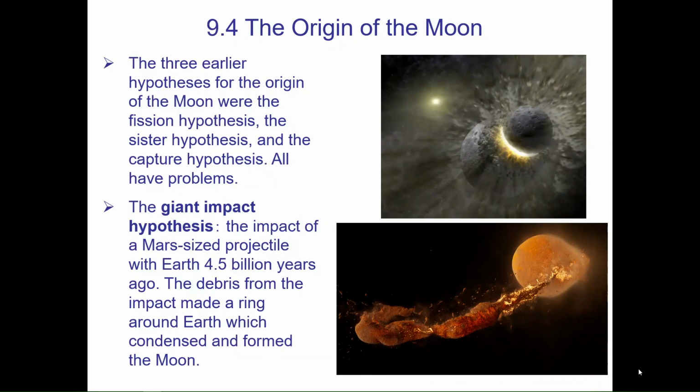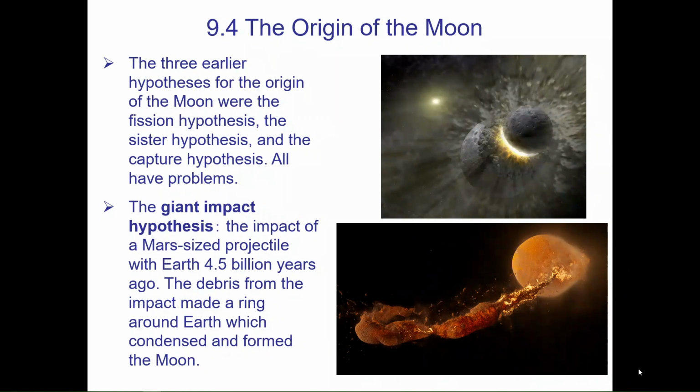And the third is the capture theory. It says the moon was formed elsewhere in the solar system and was captured by the Earth. But this also has a problem. First of all, Earth's gravity is not very strong compared to other planets. Second, the moon would have had to be slowed down significantly for Earth to capture it. So all these early hypotheses are problematic.